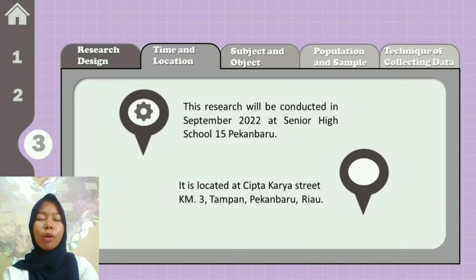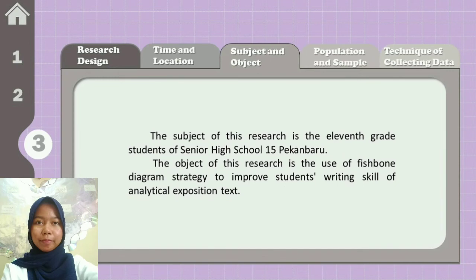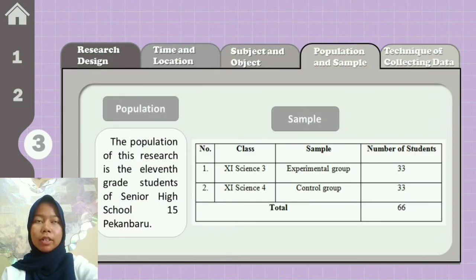This research will be conducted in September 2022 at Senior High School 15 Pekanbaru. It is located at Cipta Karya Street, Kilometer 3, Tampan, Pekanbaru, Riau. Subject and object. The subject of this research is the 11th grade students of Senior High School 15 Pekanbaru. And the object of this research is the use of Fishbone diagram strategy to improve students' writing skill of analytical exposition text. Population and sample.